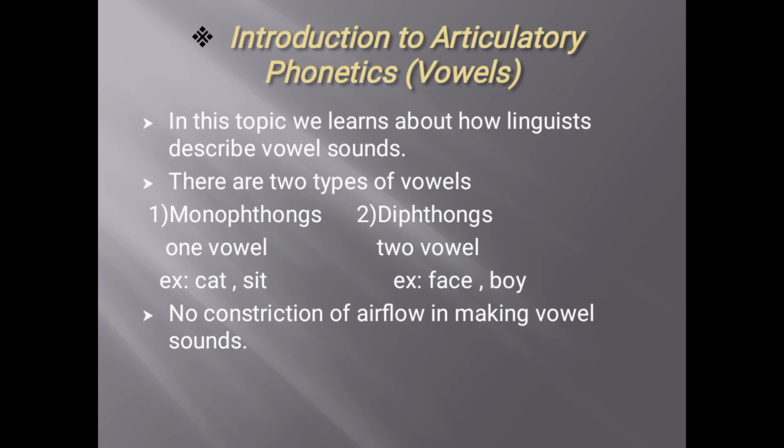Introduction to articulatory phonetics in vowels. In this topic, we learn how linguists describe vowel sounds. There are two types of vowels. The first one is monophthongs and the second one is diphthongs. In monophthongs, there is only one vowel sound. In diphthongs, there are two. For example, monophthongs: cat, sit. Diphthongs: face, boy. No constriction of airflow is made in vowel sounds.